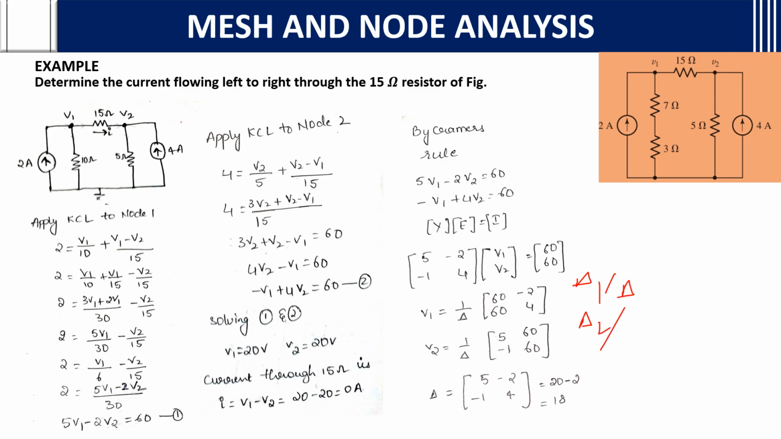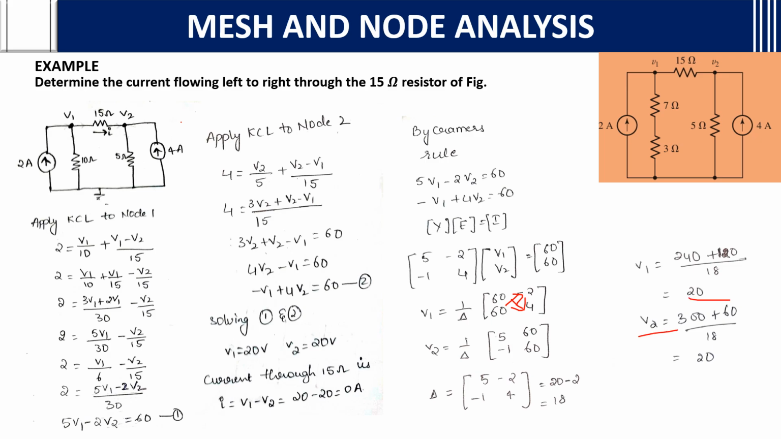First we need the delta value. For finding the delta value, take this matrix: 5 4s are 20, minus of minus 1 into minus 2, so 20 minus 2, 18. You got the delta value. Now we can find V1 and V2 easily. For V1, you need to take the determinant of this: 6 4s are 240 plus, minus of minus, that is plus 120, divided by 18, you get 20.